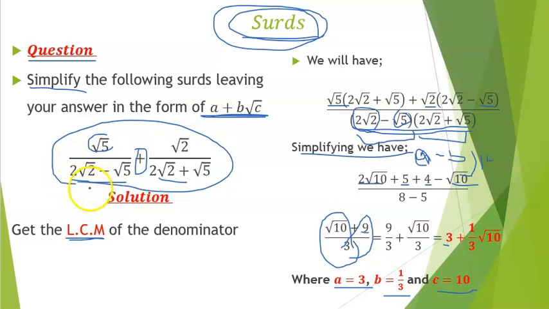So the first thing that you do there is to look for the LCM. Once you look for the LCM, the following thing is just to simplify, working out those numbers and getting the required solution.